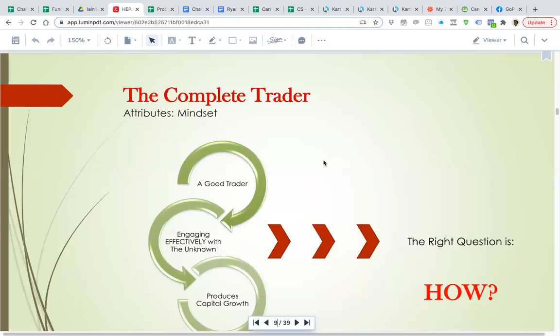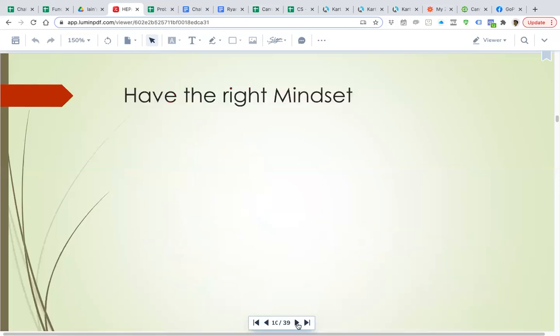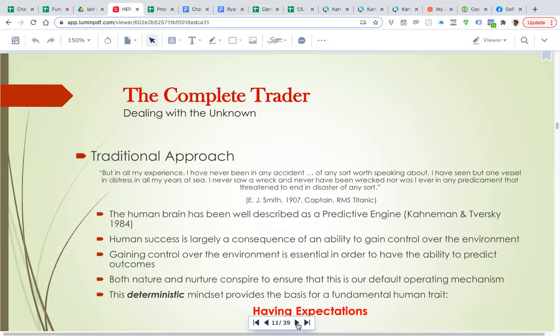And this leads us to this thing called the probabilistic mindset, which is the right mindset. Now, before we get there, let's first talk about what it is not, just to reiterate everything we've been talking about. And I love this quote from E.J. Smith, the captain of the Titanic, where he's basically saying that he'd never been involved in any kind of accident. He'd so far in his life been able to guarantee that nothing bad had ever happened, and therefore he always expected a good outcome. Well, this is the deterministic mindset. This is the predictive mindset at work.